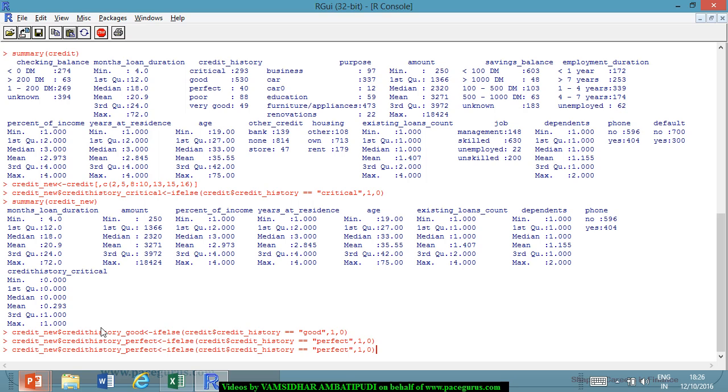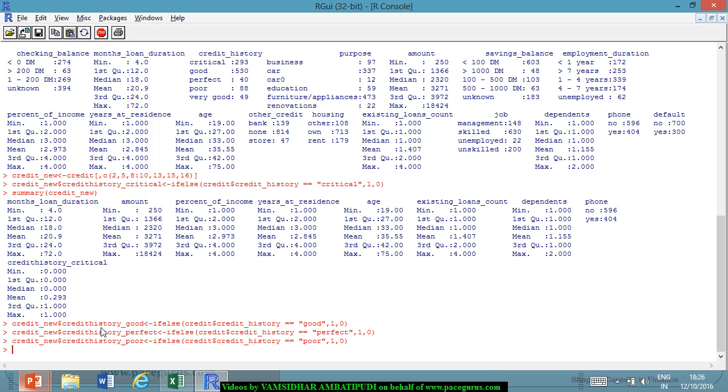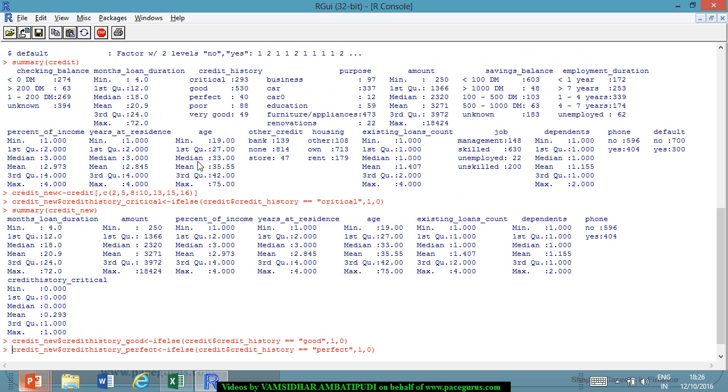Then probably I am calling it poor. The last category, which is very good, I will not consider. That is like a default for me. So I am making it poor. These are the 4 groups that I am bringing in, so I'll get 4 new columns. So the credit history part is handled now.